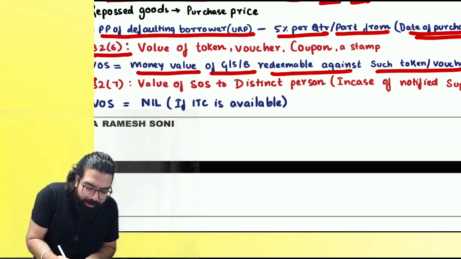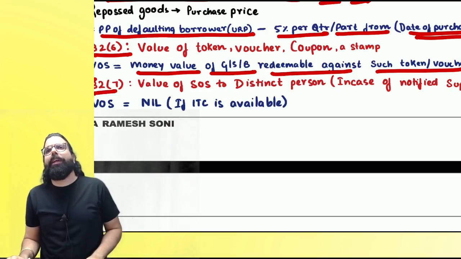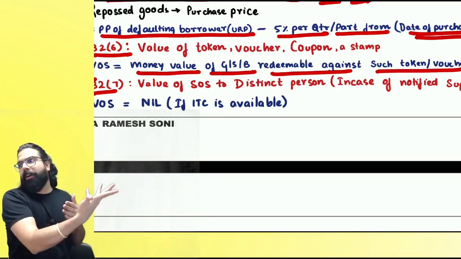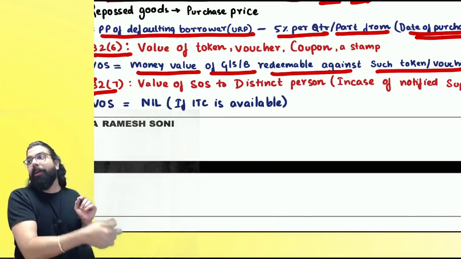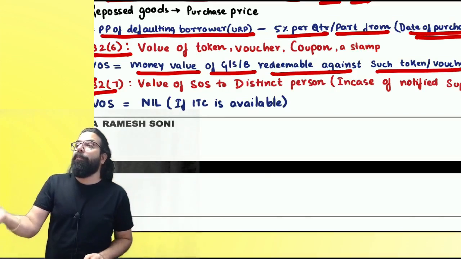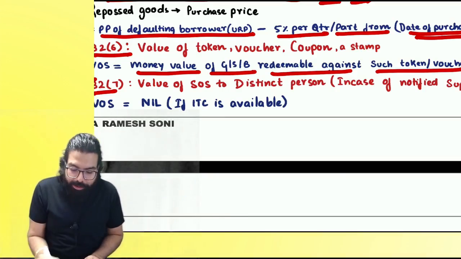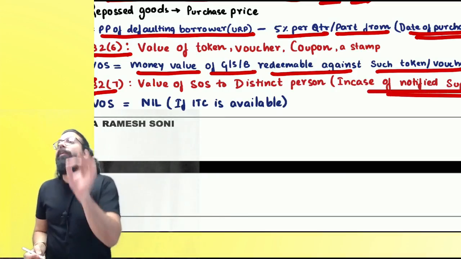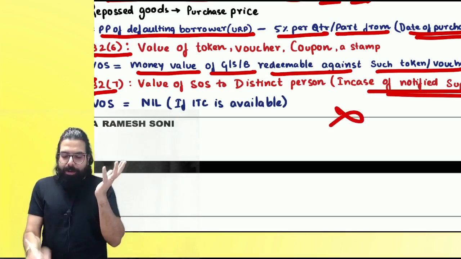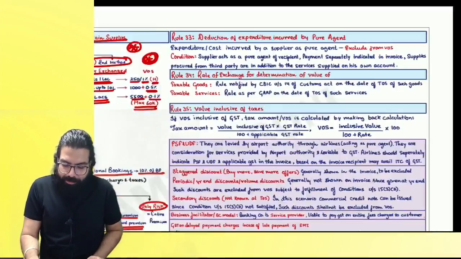The next one over here is 32.7. Government is telling supply between distinct persons, the value can be taken as nil, provided that the supply between the distinct persons is notified by the government. In case of notified supplies only, as of now, nothing notified. So total bakwas. Everyone over here.